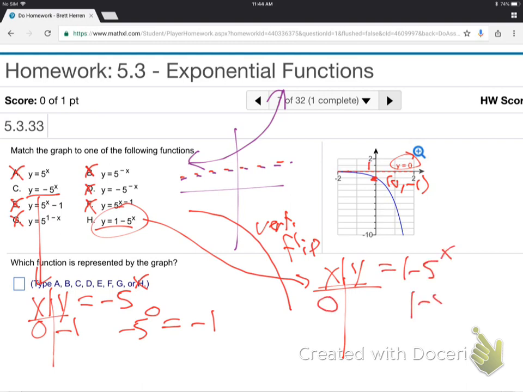Put in 0, you get 1 minus 5 to 0, 1 minus 1, 0, 0, 0. No. He's out. He's trying to make the point 0, 0. That's not on my graph, 0, 0 is here. It's not on my graph. So, C it is.